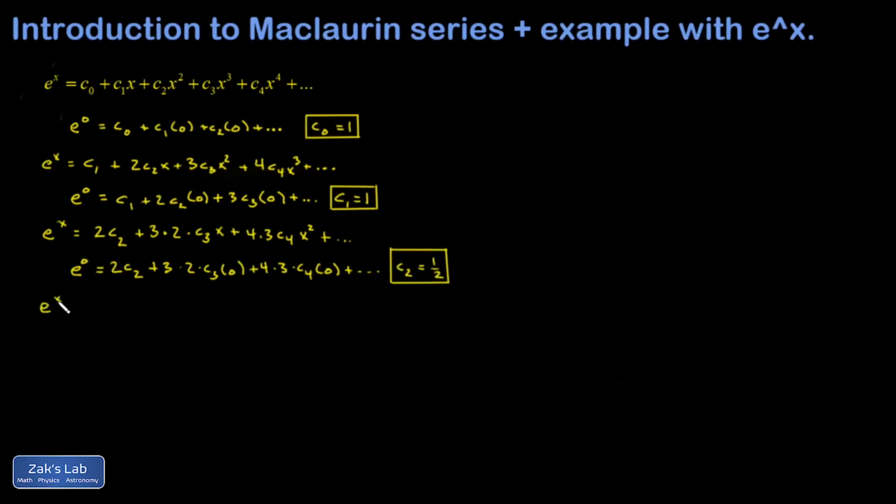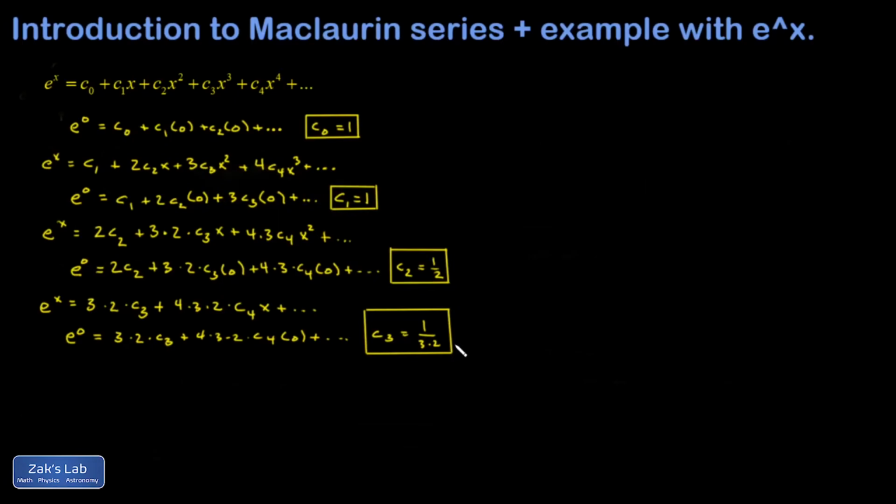Continuing the process, another derivative. The constant term dies. I get a 3 times 2 times c3 exposed out in front. And then I have a 4 times 3 times 2 times c4 times x plus other stuff with higher powers of x. I plug in x equals 0. And every term except the first is going to vanish. Again, e to the 0 is 1. So that's equal to 3 times 2 times c3. So c3 is 1 over 3 times 2. I'm starting to detect something that looks like factorials here.